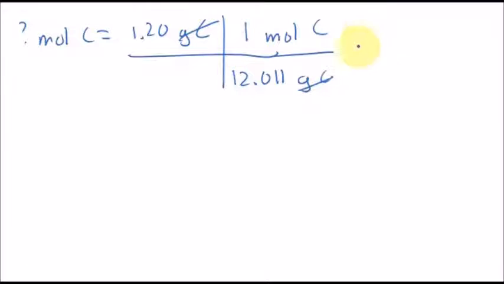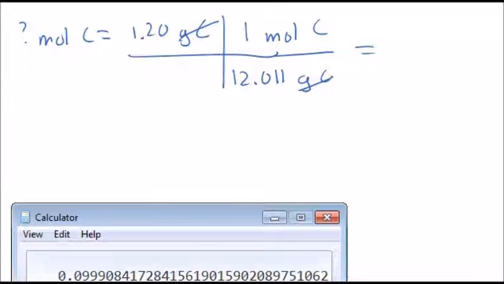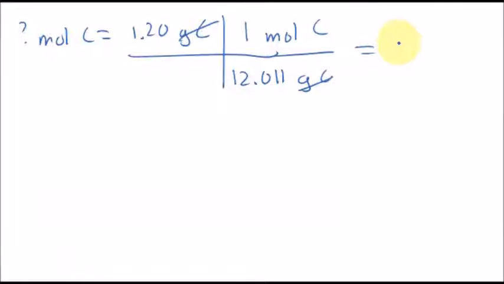And when we take 1.20 divided by 12.011, we will get this. So we can just round that to 3 significant digits. So 0.0999 moles of carbon.